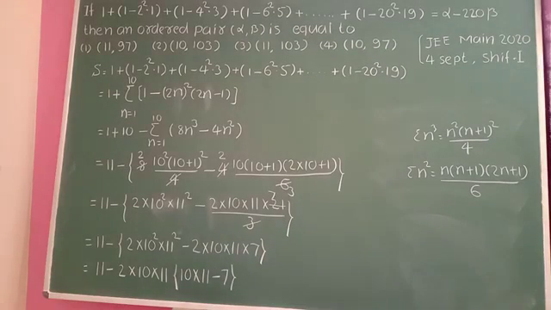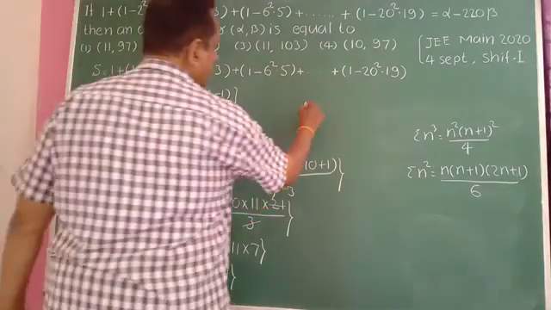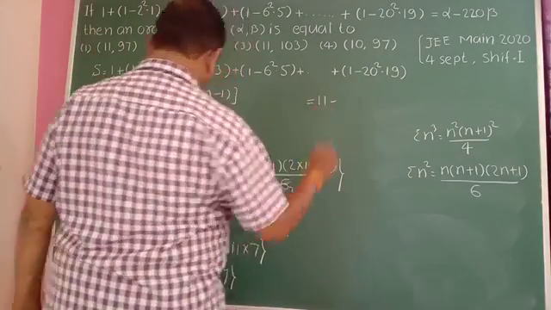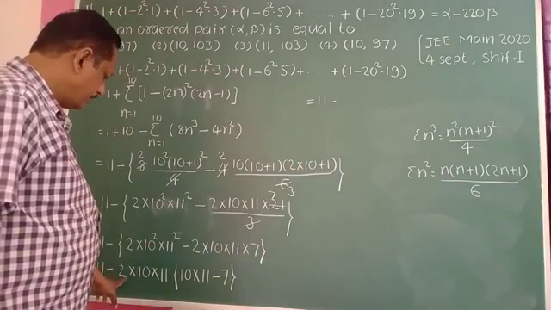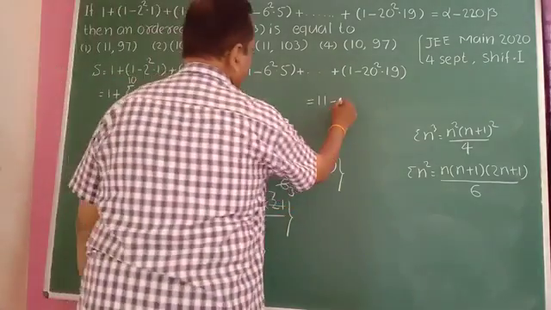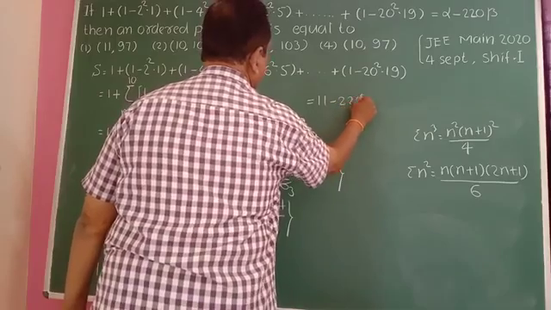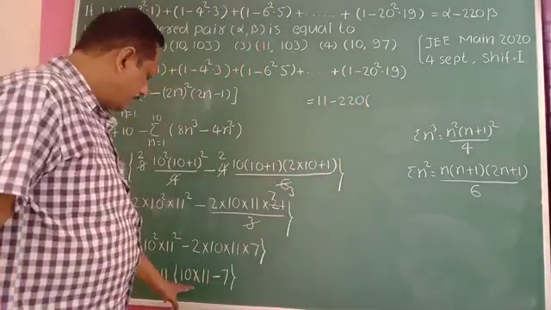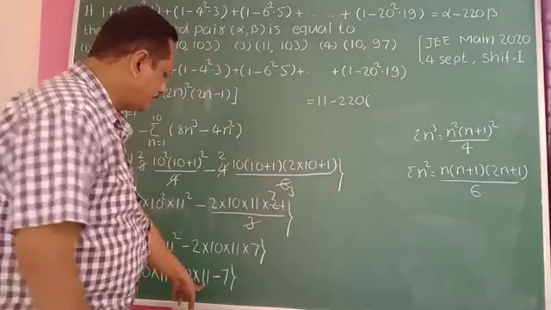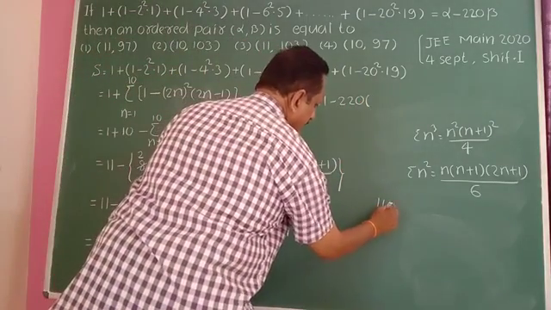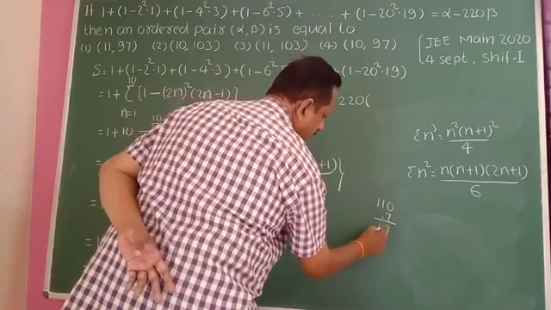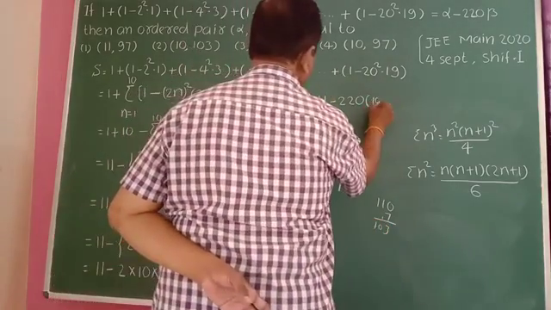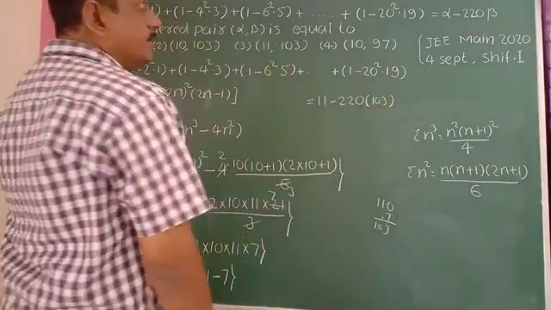Okay. Therefore 11 minus of 10 twos are 20, 20 into 11 or 220 here. 220 into 10 into 11, 110 here. 110 minus of 7 here. It gives 103 here. So it gives 103.